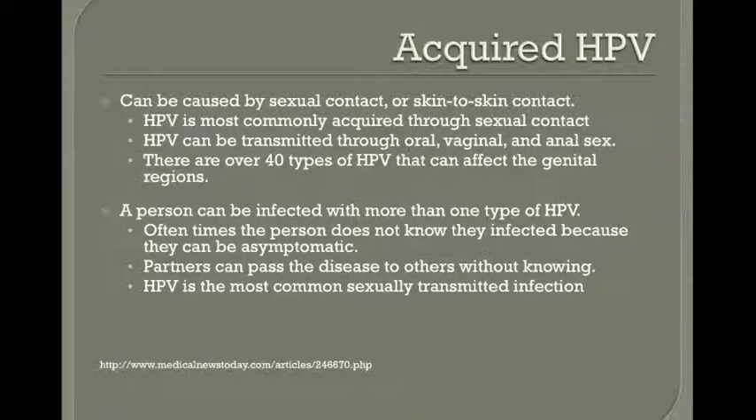Acquired HPV can be by sexual contact or skin-to-skin contact, but most commonly through sexual contact. HPV can be transmitted through oral, vaginal, and anal sex. A person can be infected with more than one type of HPV. Many times the person does not know they're infected. Partners can pass the disease to each other without knowing, and HPV is the most common sexually transmitted infection.